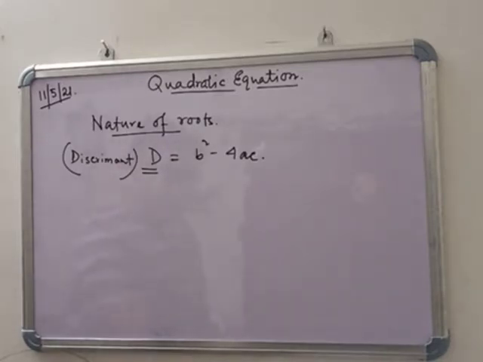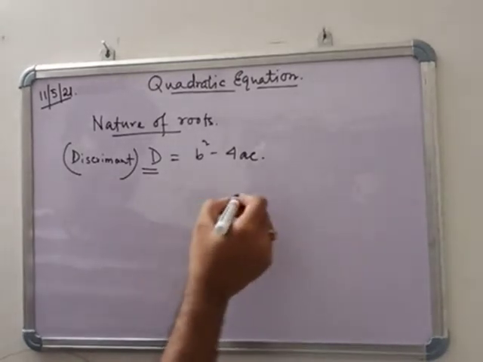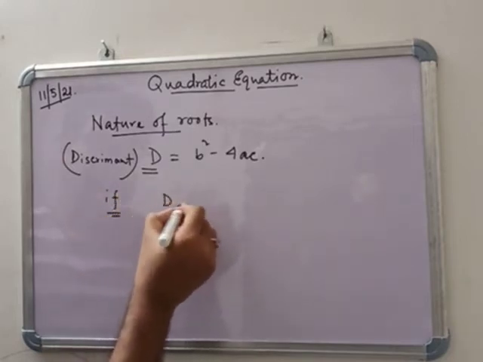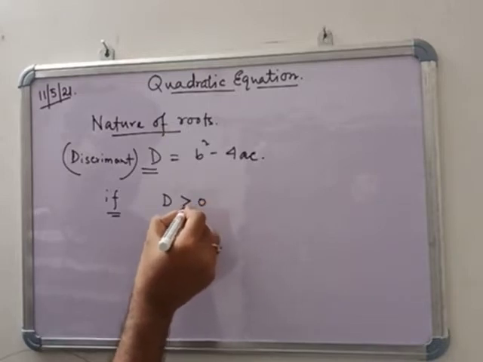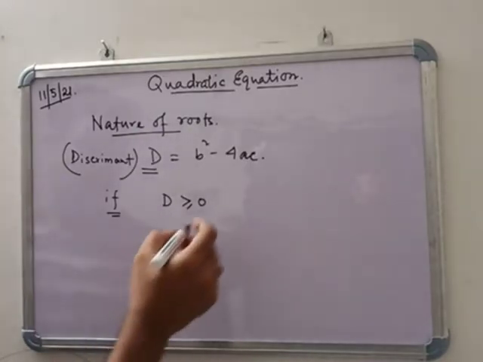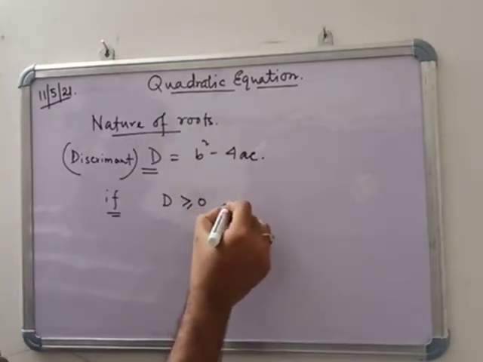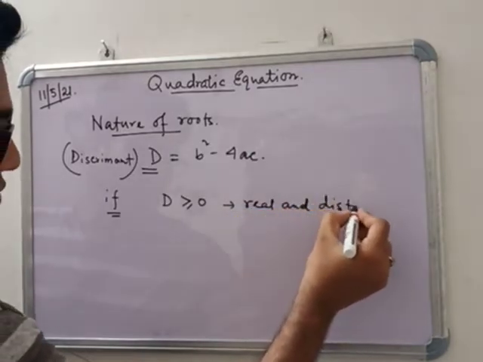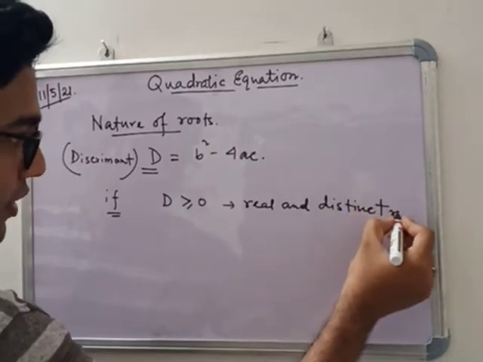So see that there will be three cases. Firstly, if D is greater than or equal to 0, that means it gives real and distinct roots.